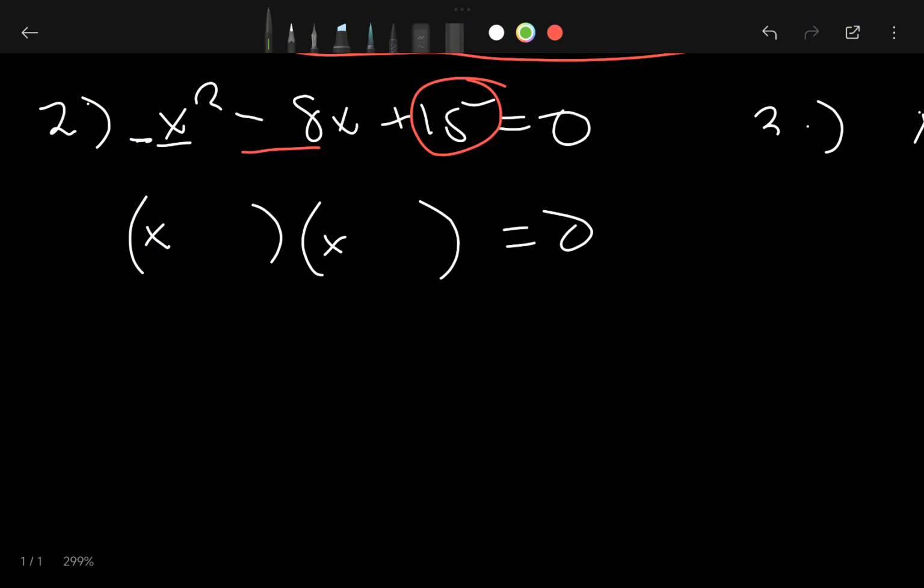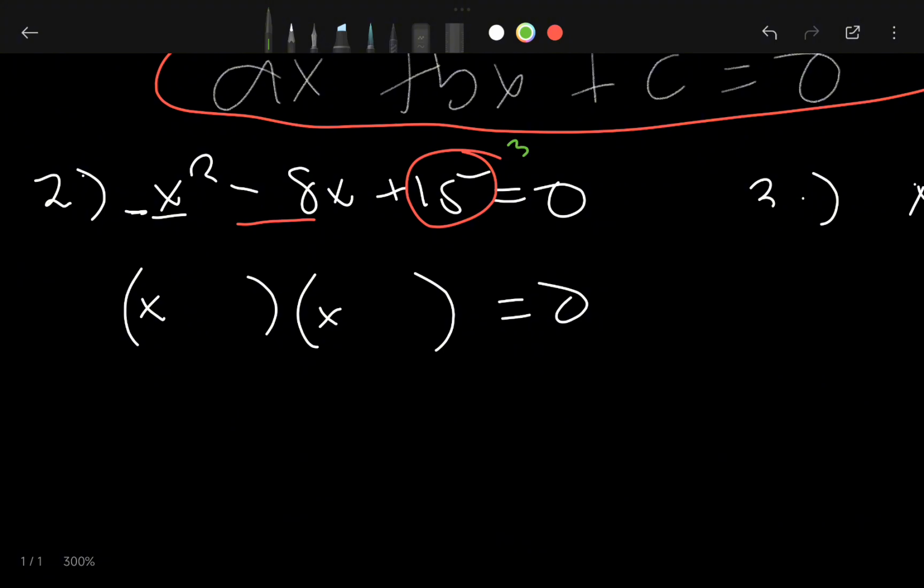We have here 3 times 15, and we also have 15 times 1. So those are the factors of 15. And remember, our goal is to get a sum of negative 8. Among these two pairs, 3 and 15, and 15 and 1, the only pair that will give you 8 is 3 and 15.